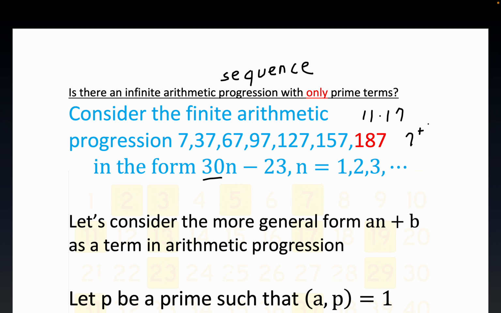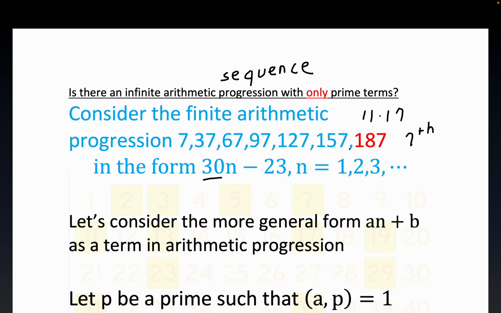Okay. So our overarching question here is, can you have an infinite arithmetic progression or sequence with only prime terms? Now here we started out with 6 primes, but then we ran into a non-prime term, which was the seventh term. But again, we want to show conclusively that this can't happen, meaning that you can't have an infinite arithmetic progression with nothing but prime terms.